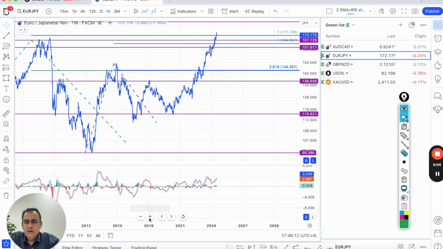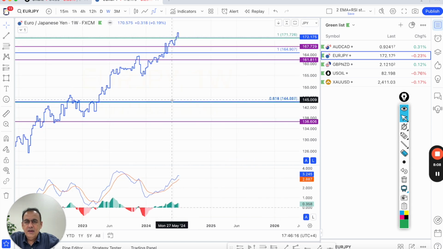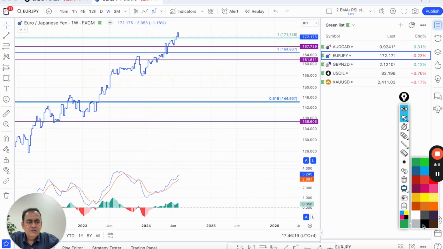I'm going to zoom in to look at the condition of MACD. So based on weekly time frame, again I can see there is some slowdown coming on MACD histogram. So it has not completed the regular bearish divergence yet on the weekly chart, but I can see that there is some slowdown building up on the histogram.